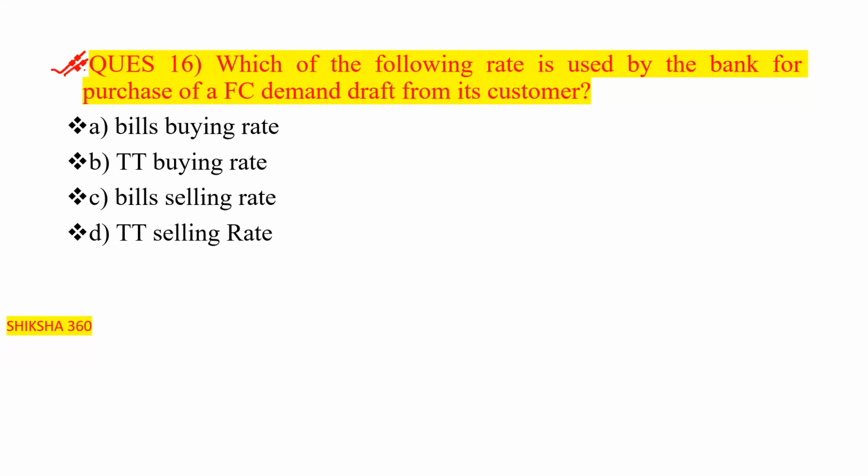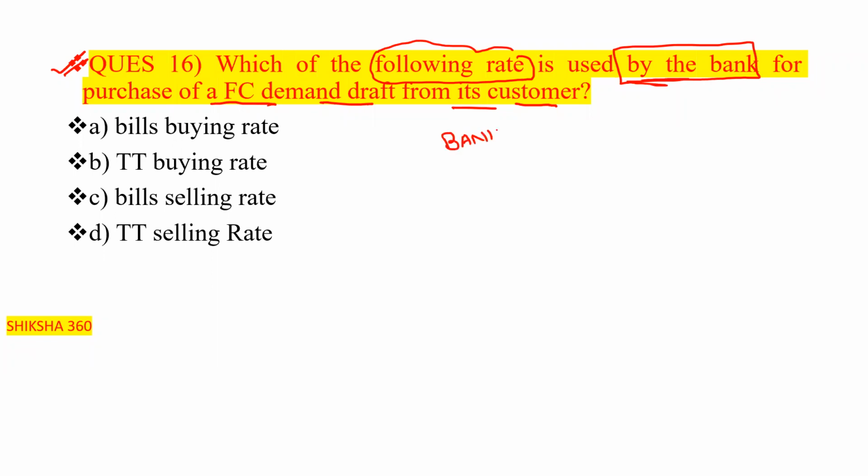Question number 16. Which of the following rates is used by the bank for purchase of a foreign currency demand draft from its customer? Basically, what do they have to buy? They have to buy a demand draft. Who has to buy? That is the bank. So the bank will always buy at the lower rate.